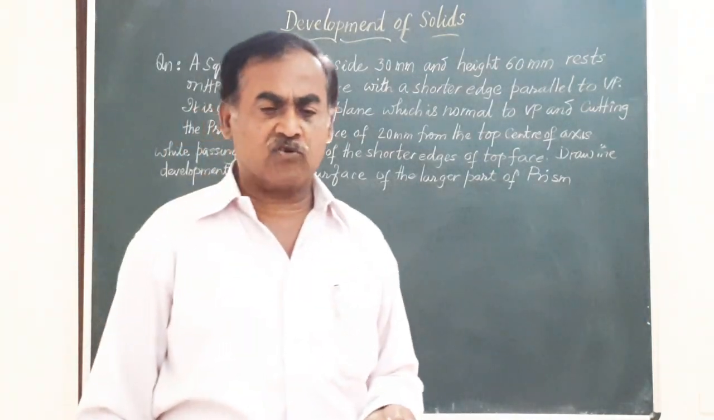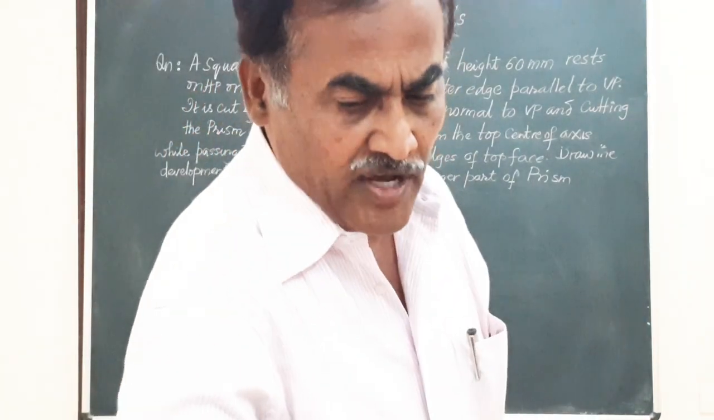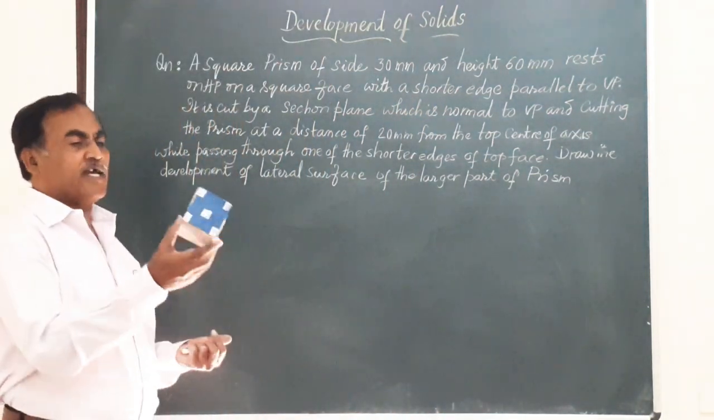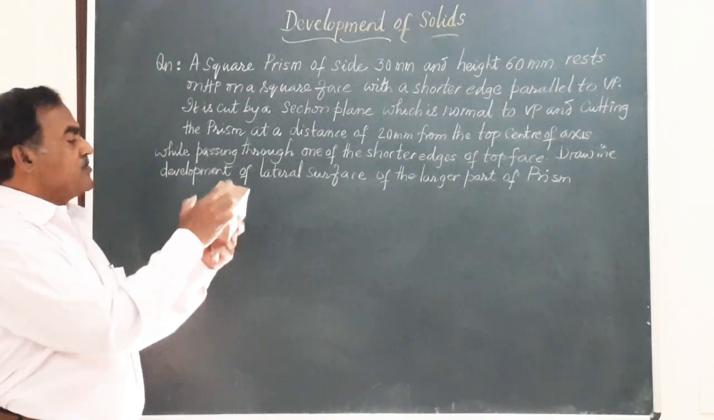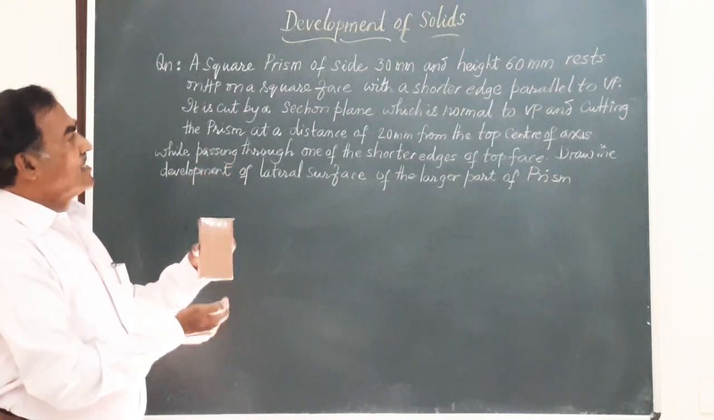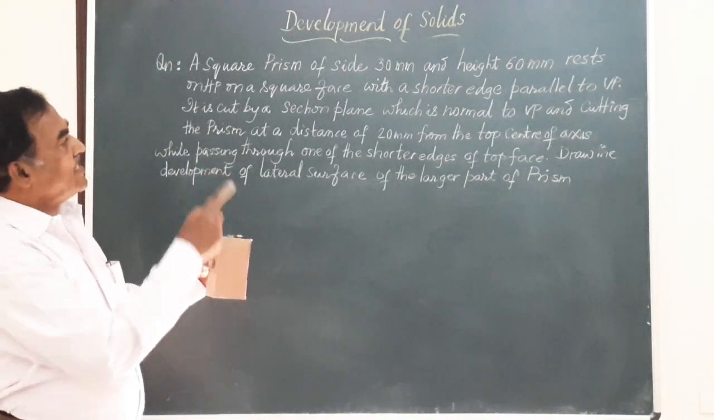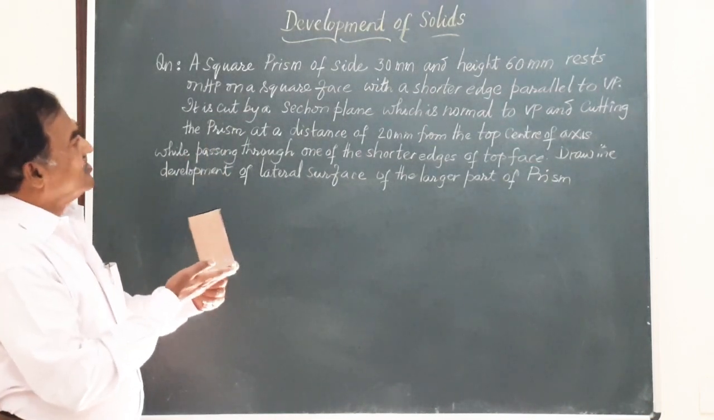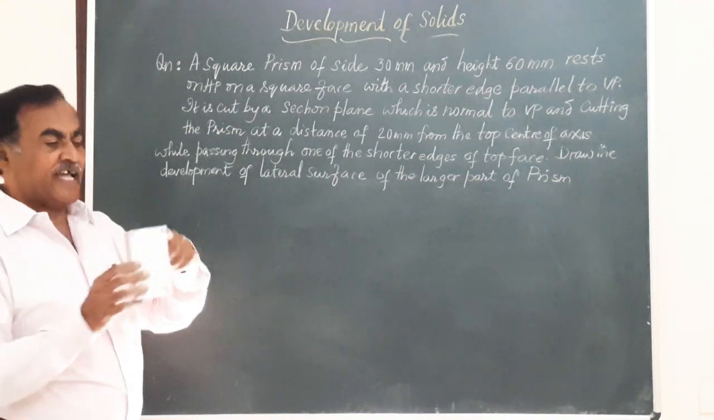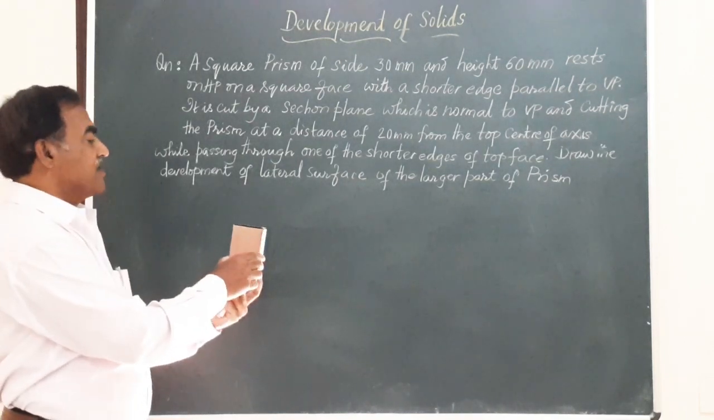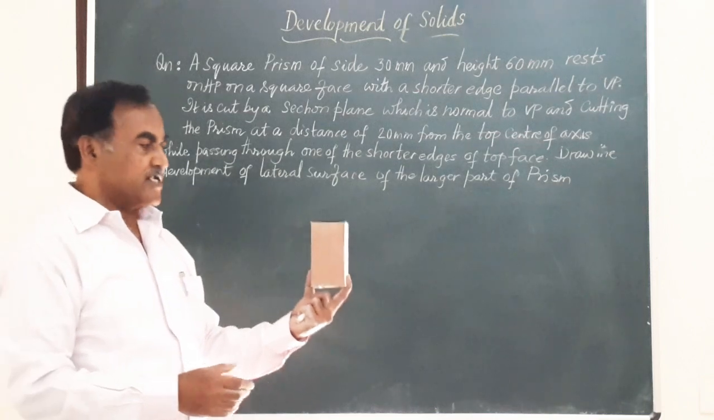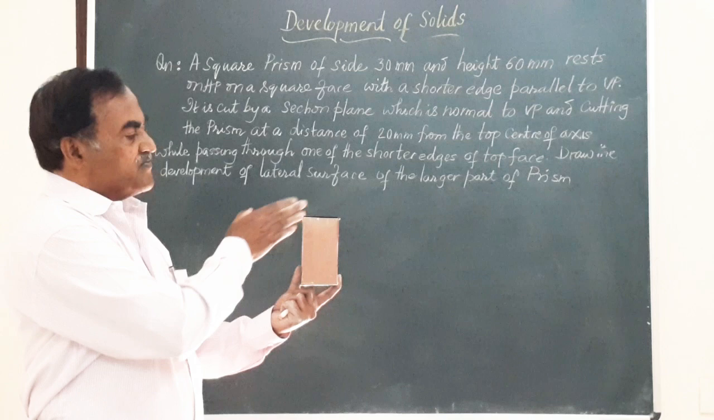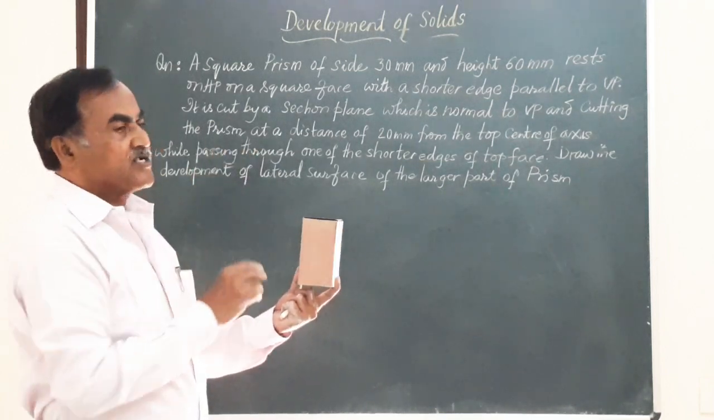So basically, for all these problems, we need to have the initial positioning of the object. So we have a square prism. They have given the side to be 30 mm and the height from O dash to O1 dash 60 mm. It is resting on a square face on HP, so that one of the rectangular faces is parallel to VP. So friends, I will place the object on HP on one of the square faces such that one of the rectangular faces is parallel to VP.